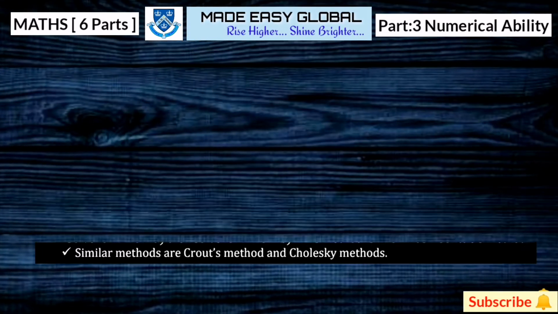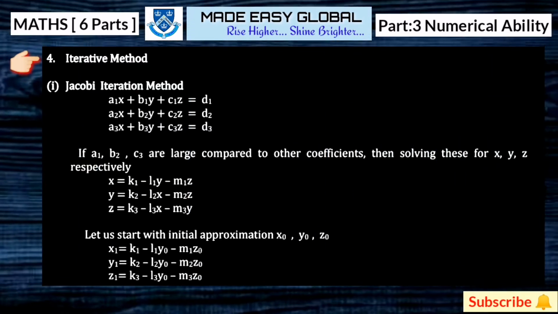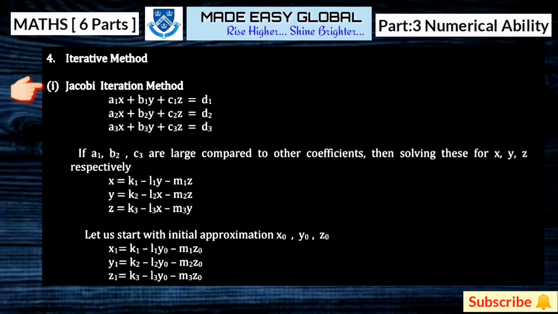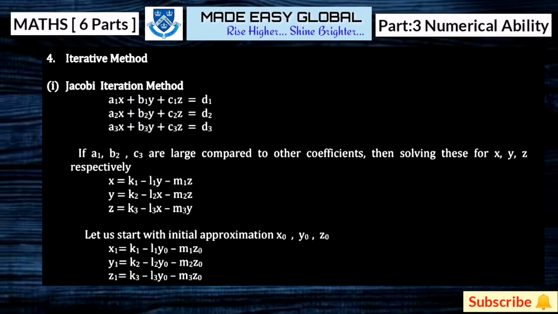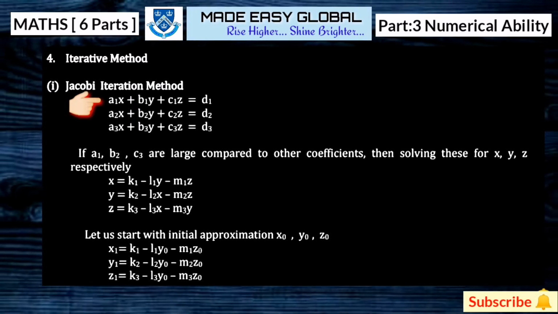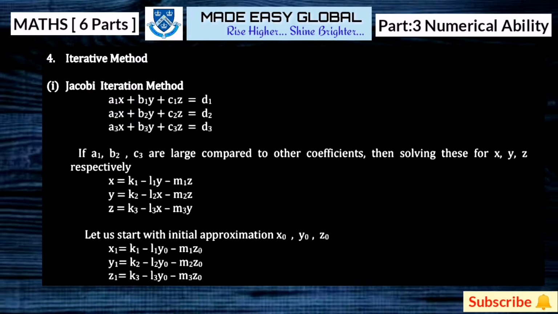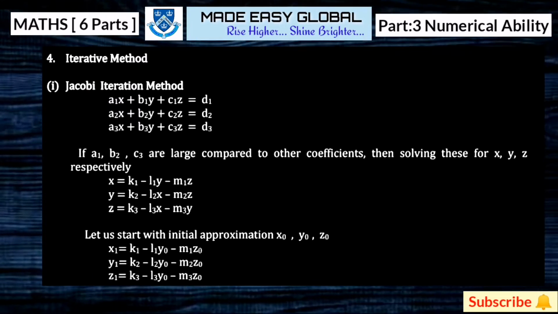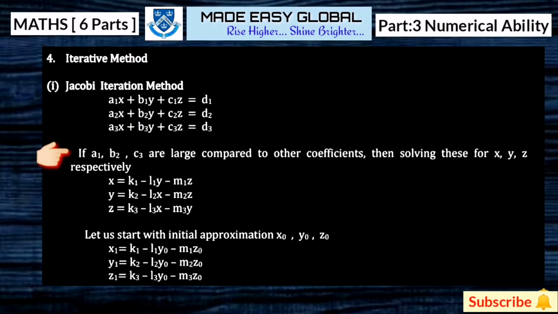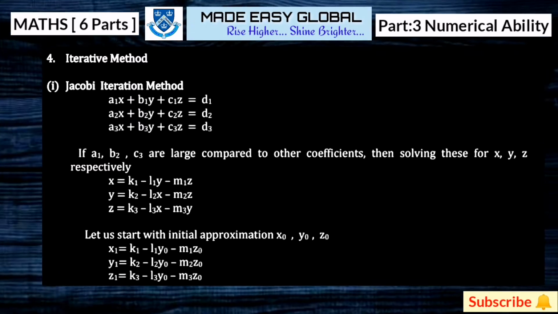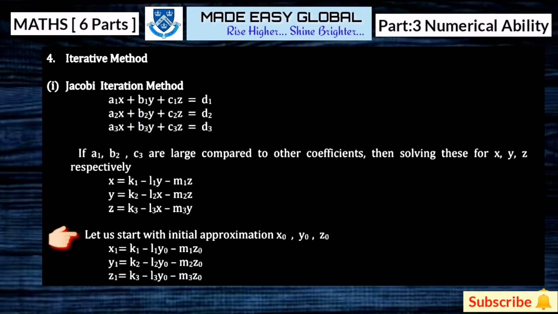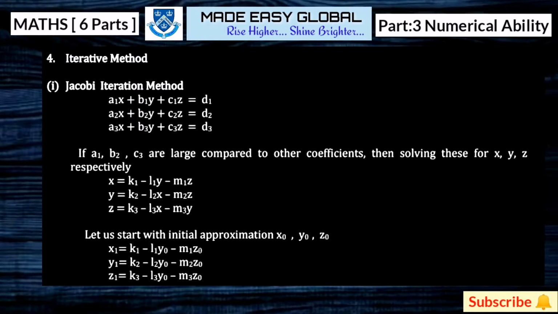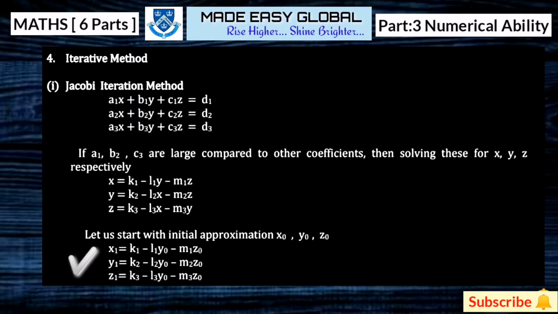Then after, the next one is the iterative method. In the iterative method, two types are there. First one is the Jacobi iteration method. Here this is the equation for the Jacobi iteration method. Then if a1, b2, c3 are large compared to the other coefficients, then solving these for x, y, z respectively, we will get these three equations. Then after, let us start with the initial approximation x0, y0 and z0. So we'll get finally these three equations.